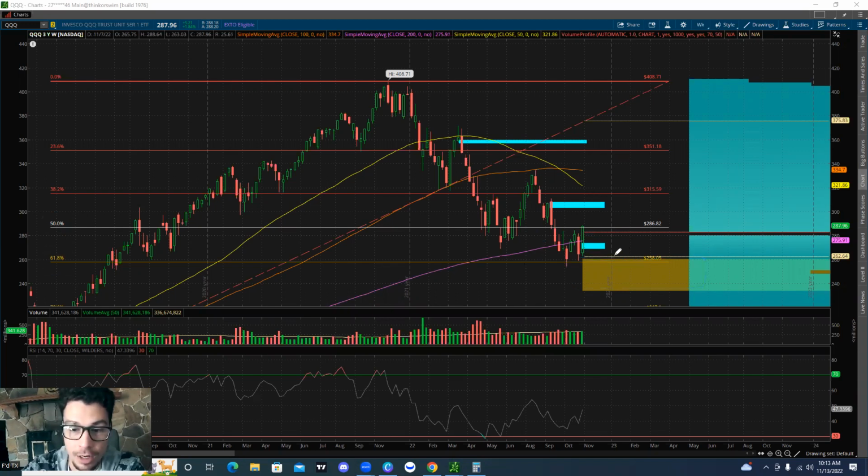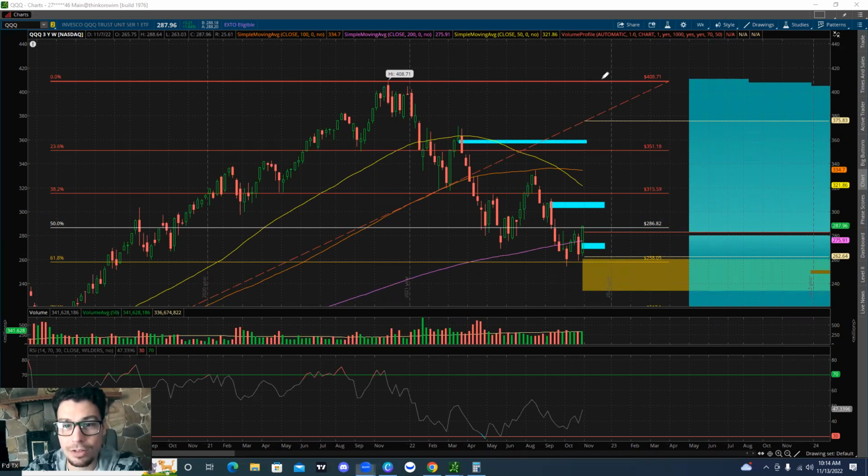those price levels, right? So we're seeing that we came through here into our low volume area. We bounced at our QQQ 61.8 golden ratio, right? Which was right about 258. And we're going up higher, okay? And right now we're battling this 286.82 resistance level. That's our 50% retracement level.